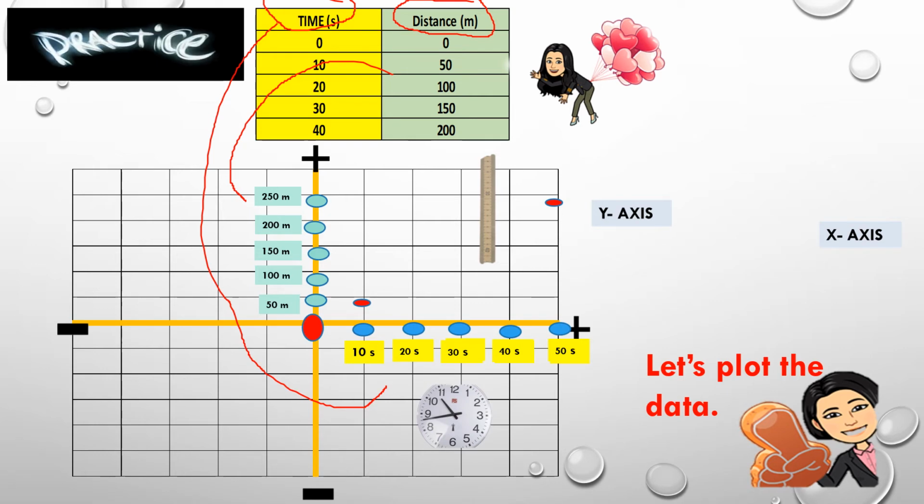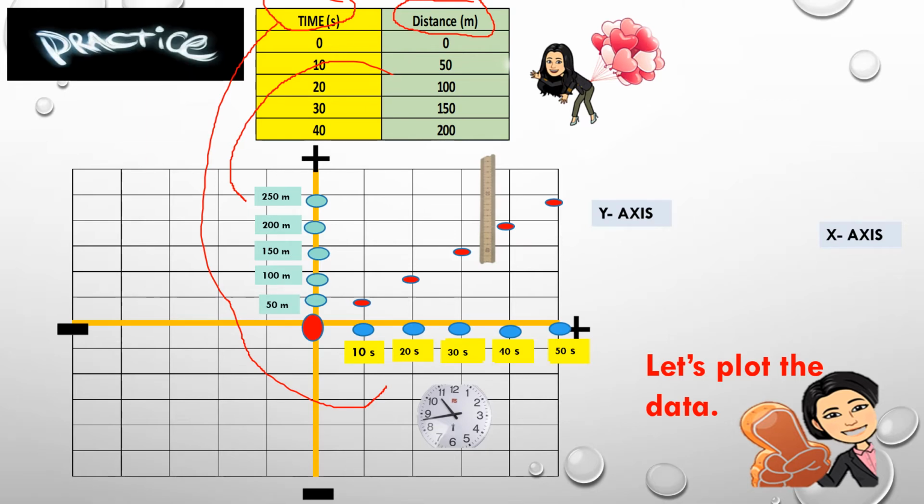In plotting the data, hanapin natin yung magkatabi. So, 0 to 0, ito sa origin. Ano yung next pair? So, 10 and 50. Next is 20 and 100. The next is 30 and 150. So, 30 seconds, 150 meters. And then you have 40, 200, and 50, 250. Okay, so itong x axis na natin to.